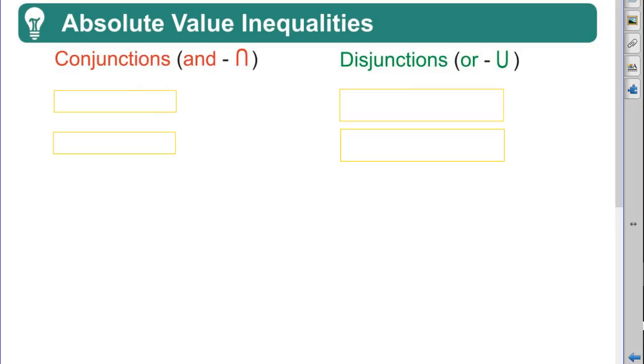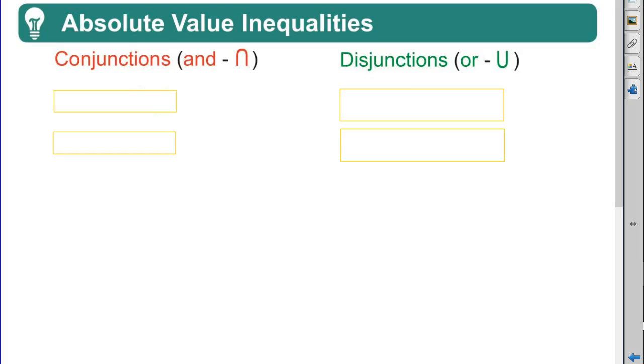And the quick review for absolute value inequalities. You've got to remember that absolute value inequalities will either be a conjunction, where the solution is the intersection, or a disjunction, where the solution is a union. You have to understand this.